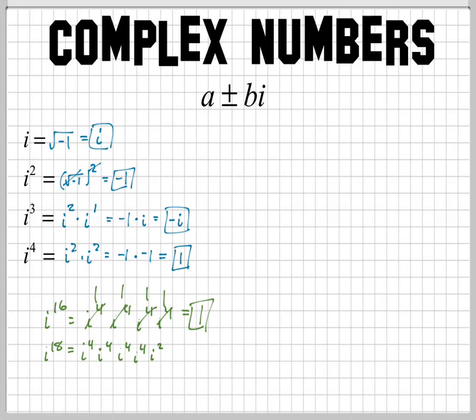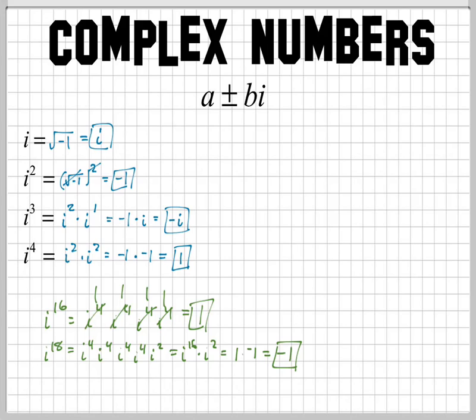Because i to the 16th times i to the 2nd would equal i to the 18th. Right? And what is i to the 16th? That's 1. And what is i to the 2nd? So you have 1 times negative 1, which equals negative 1. So if it's divisible by only 2, not 4 also, then you know it's negative 1.